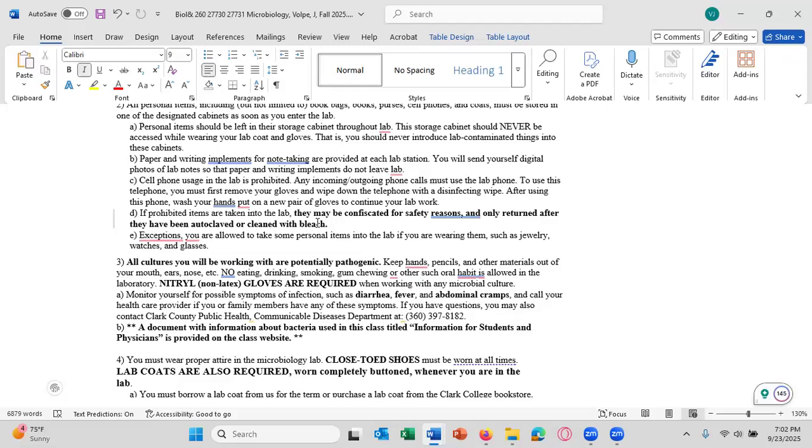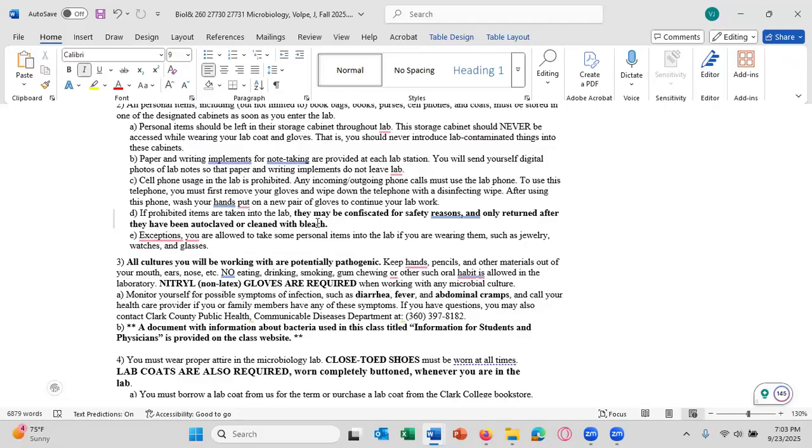Exceptions. You are allowed to take some personal items into the lab if you are wearing them, such as jewelry. We do not request that you take jewelry off. However, you shouldn't touch them, like if you're wearing earrings, you shouldn't touch the earrings. You can wear a watch into the lab, although the watch should be below your glove. You can also wear glasses and hearing aids into the lab. Any question about any of that?